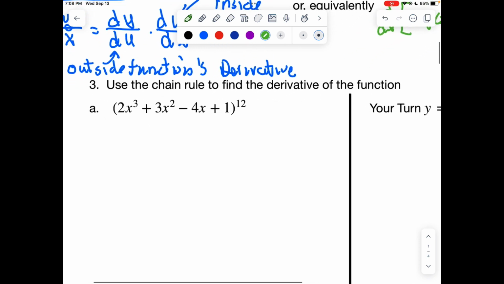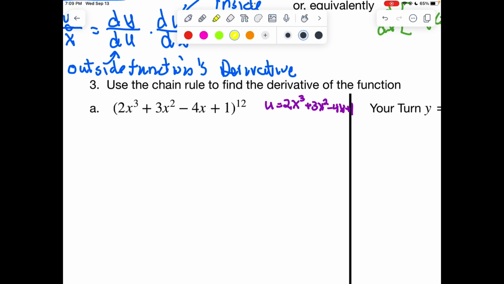So our first little thing that we want to do is to be able to identify what our inside function is and what our outside function is. So looking at problem number A here, we can identify that our inside function is 2x cubed plus 3x squared minus 4x plus 1. So that's like our u. That's the inside of our function. And what's our outside function? Well, it's going to be that u raised to the 12th power. So that u to the 12th is what we consider our outside function.